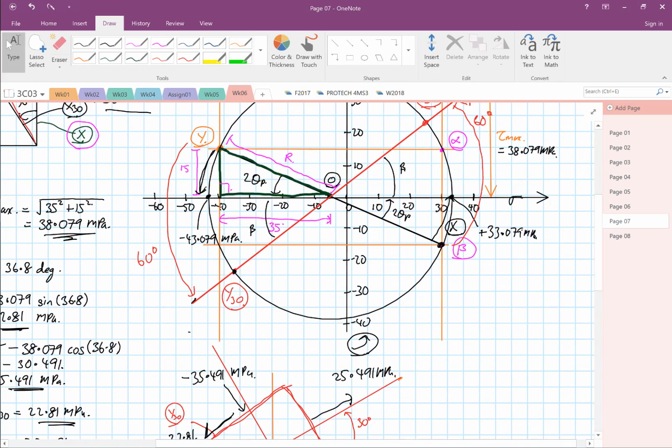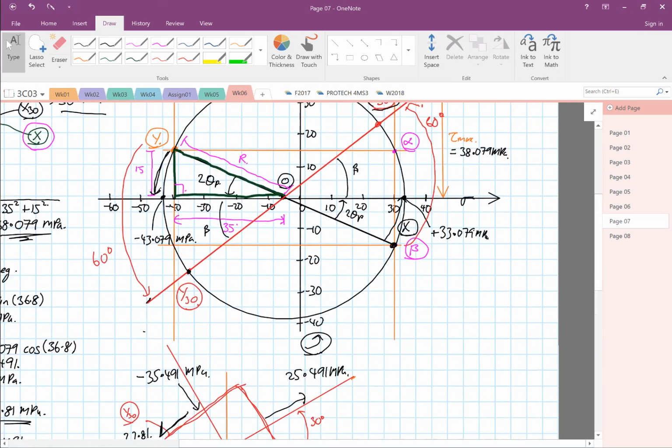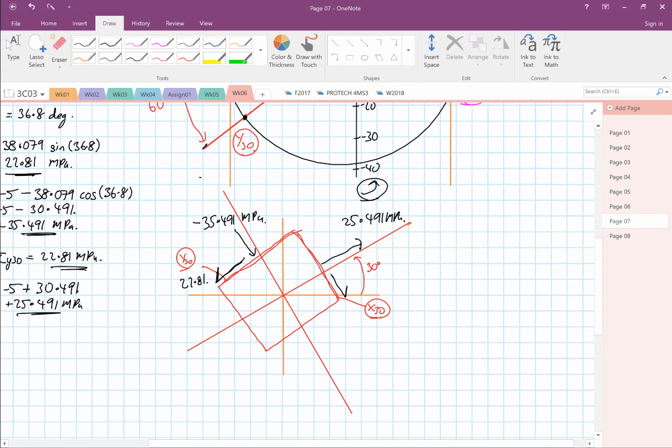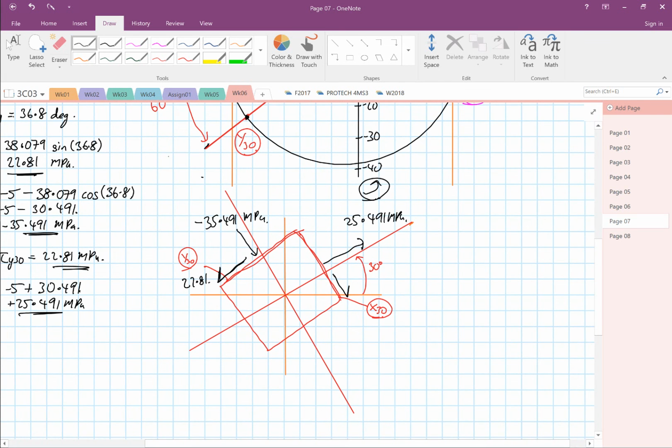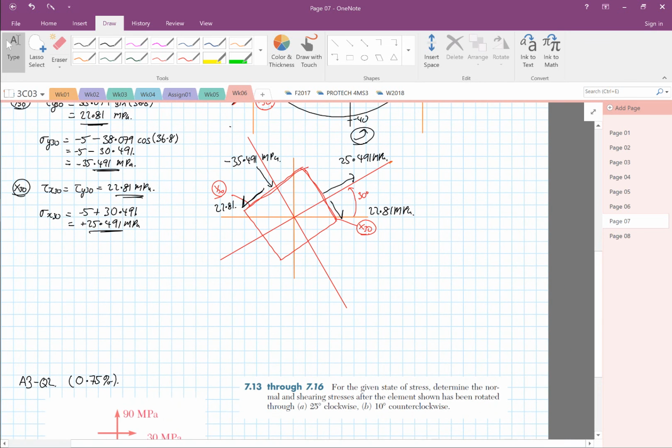And on the X30, you look at your X30, it should generate a clockwise direction. Yes or no? So clockwise direction. So it becomes a negative shear configuration, as you can see down here. Okay, so this is your 22.81 megapascal. Okay, so this is how you can solve a problem like this by orientating your elements.